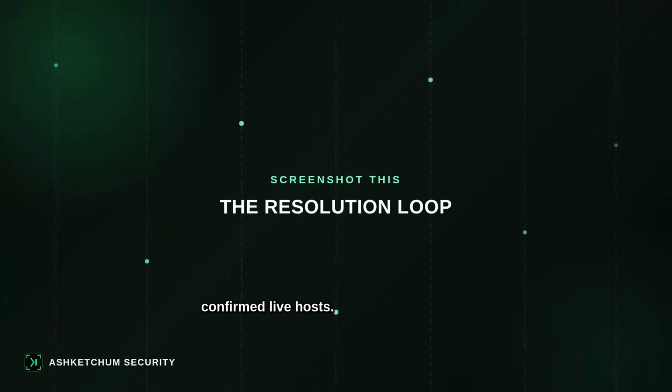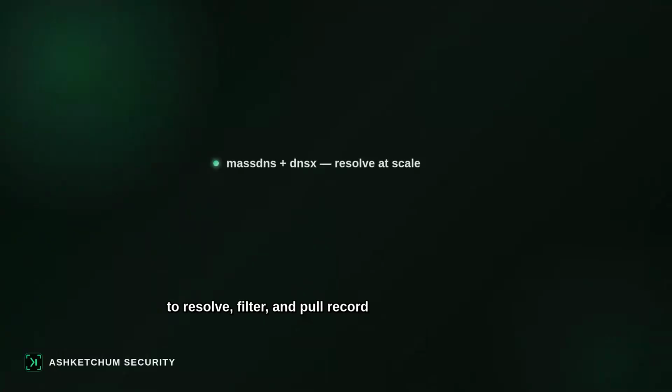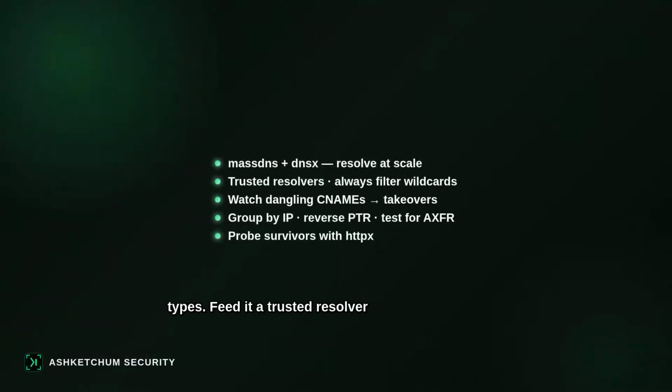Resolution turns candidate names into confirmed live hosts. Use massdns for speed and dnsx to resolve, filter, and pull record types. Feed it a trusted resolver list, and always filter wildcards. Watch for dangling CNAMEs, they mean subdomain takeovers. Group by IP to map infrastructure, sweep PTR records in reverse, and always test for a zone transfer. Then probe the survivors with httpx. Candidates become targets. Screenshot this.